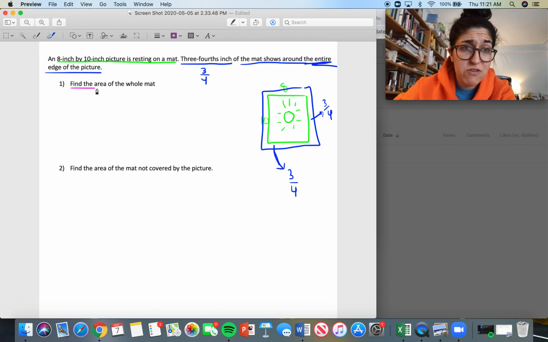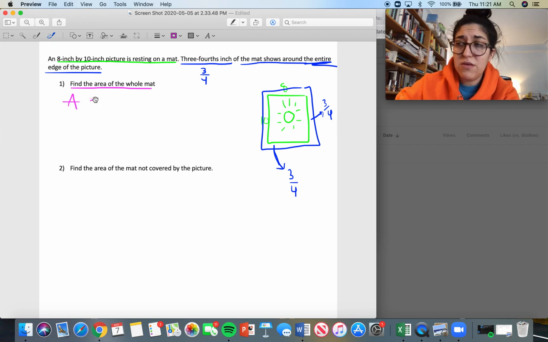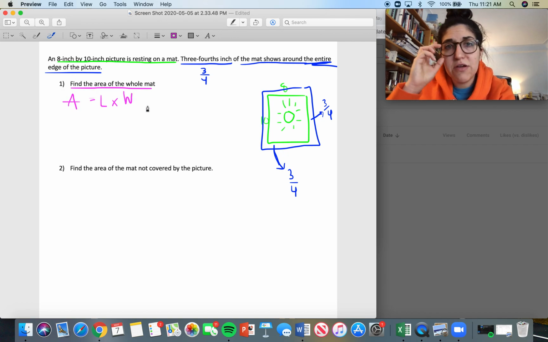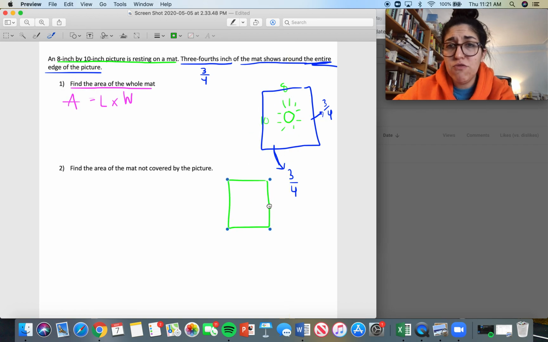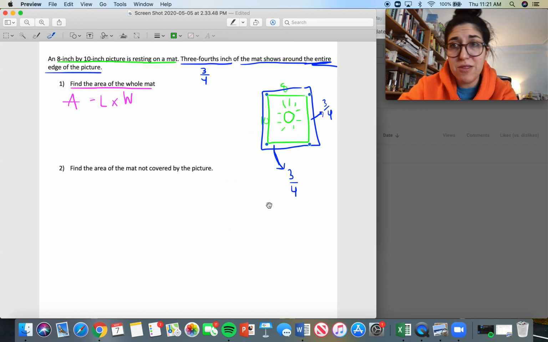First thing we need to do is we need to find the area of the whole mat. Remember that area is length times width, right? And it's asking us to find the area of the whole mat. Now, the area of the picture, I know it's 8 by 10, but the area of the mat is not just 3/4 by 3/4, because remember, there's mat under this picture.